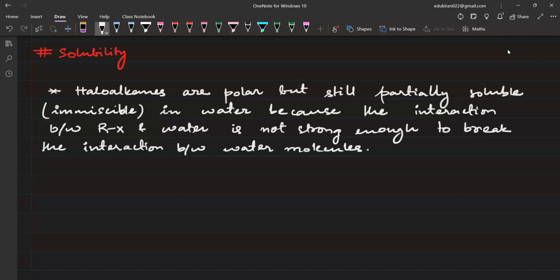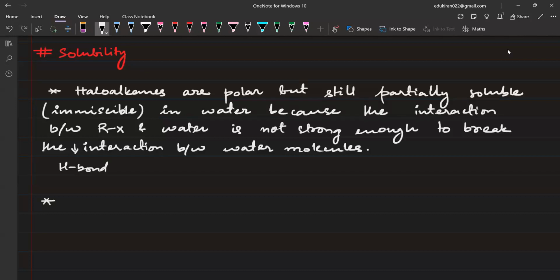Okay, one more line here, I think it will be an addition: to break the hydrogen bonding, the hydrogen bond interaction between water molecules. So this will add more points to your answer. It's not enough to break the hydrogen bond interaction between the water molecules. This is very simple because haloalkanes cannot form hydrogen bonds. That is why they are not soluble in water.